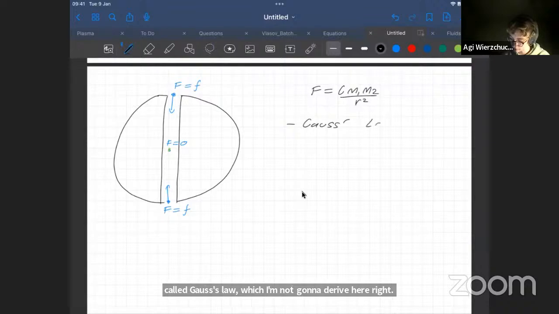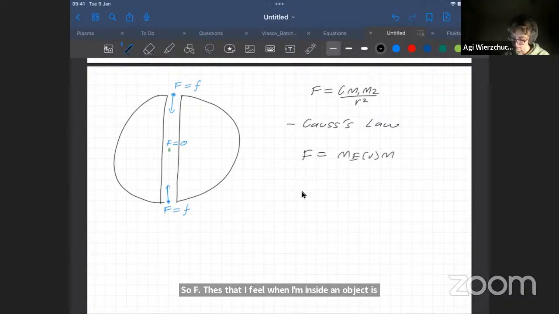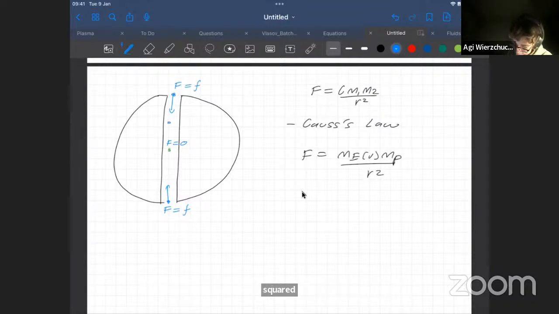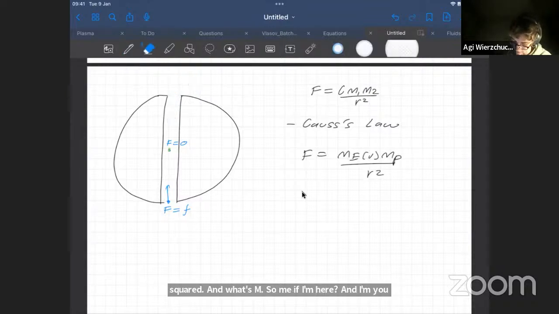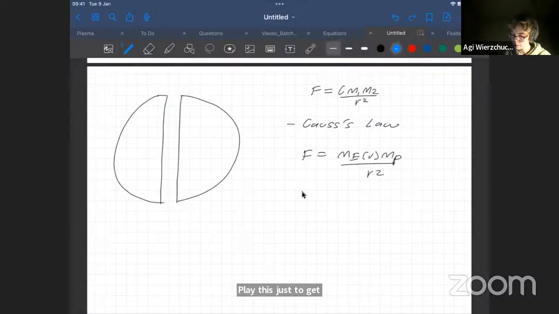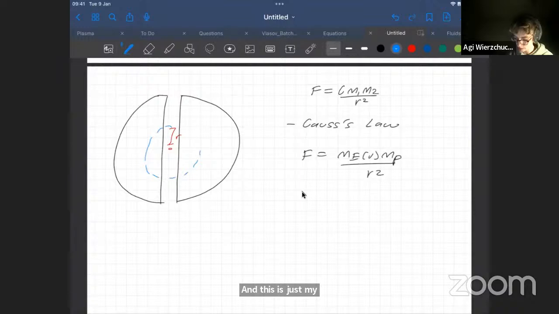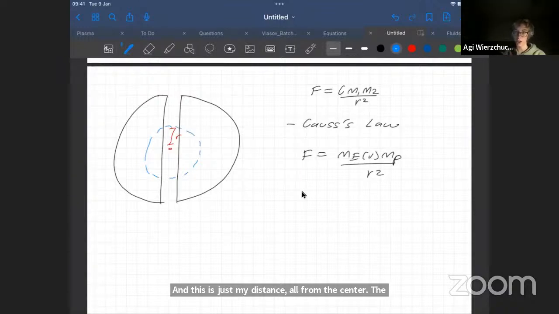Gauss's law. It's going to be that the force that I feel, so F, the force that I feel when I'm inside an object, is going to be M_E r times the mass of the person over r squared. And what's M_E r? Let's clear this just to give ourselves a bit more room. Oops, I cleared the entire Earth. So if I was here, right, and this is just my distance r from the center, the M_E r is going to be the mass contained in the sphere of radius r, which is below me, right?